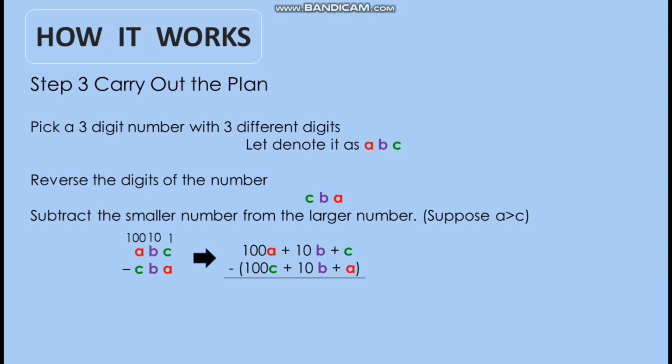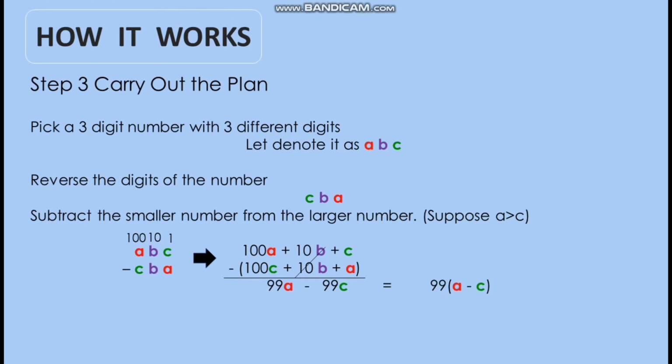Then, ipagmaminus lang natin sila. So, unahin natin yung 100A minus A, which is equal to 99A. Then, 10B minus 10B is equal to 0. And C minus 100C is equal to negative 99C. So, now we have 99A minus 99C. Then, ipa-factor out lang natin si 99. So, magiging siyang 99 times A minus C.